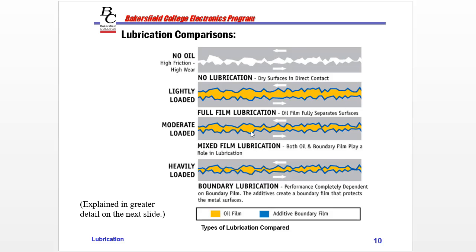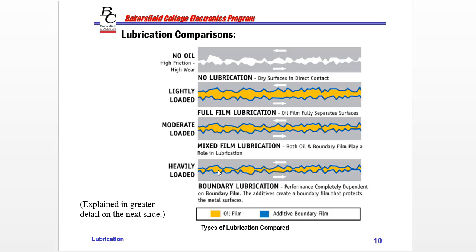Then we have a mixed film lubrication where we have oil and boundary film, and they kind of play a role. So right here we're getting close to boundary. We're not full film, but we're not a full boundary film, and so we have what we call mixed film lubrication. And then in boundary film, the performance is completely dependent on the boundary film, and the additives create a boundary film that protects the metal surfaces.